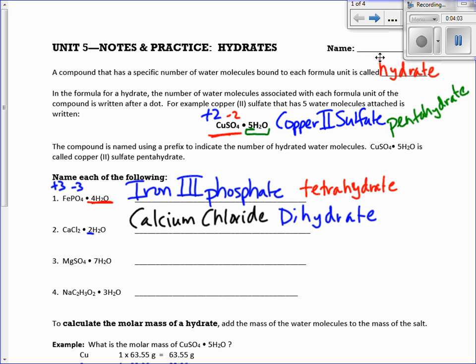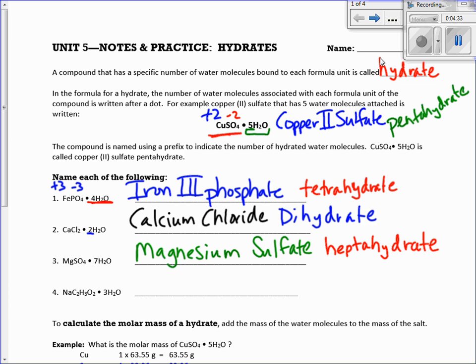Magnesium. Is magnesium a mom? No. Magnesium is also an alkaline earth metal. So it's going to be +2. We don't need to write a Roman numeral there. So magnesium what? Sulfate. And the 7 gives us a what? A heptahydrate. Good. 7 means hepta on the prefix. Heptahydrate.